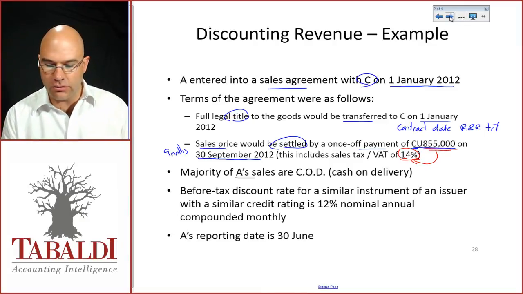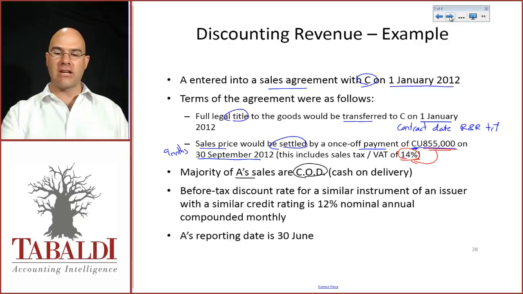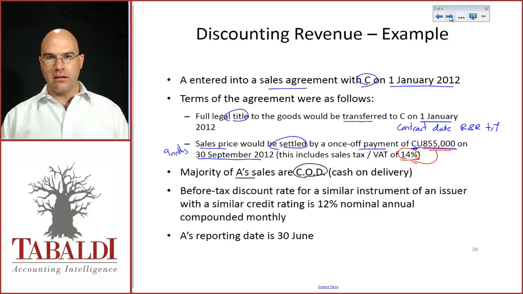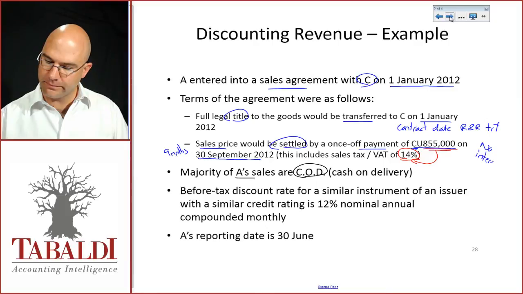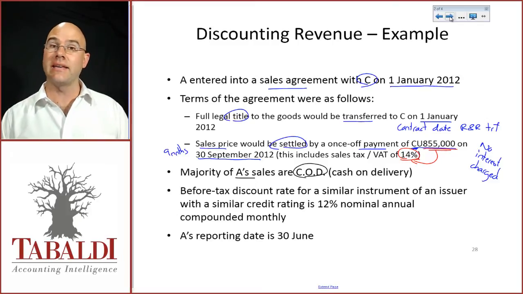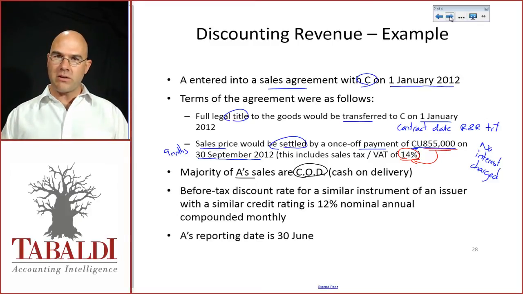So remember here, let's look at the rest of company A's normal sales. A's sales are normally COD, cash on delivery, and we now know that we need to apply some type of discount rate because there is no interest being charged. So if there's no interest being charged, then you need to do some discounting in terms of IAS 18. So what rate would I use?